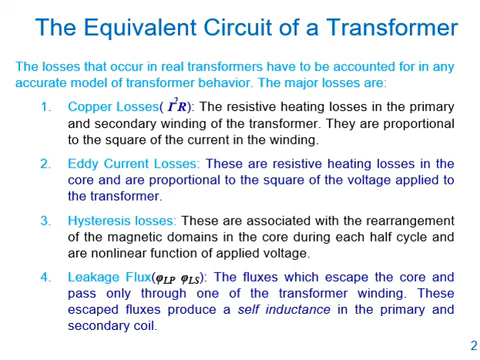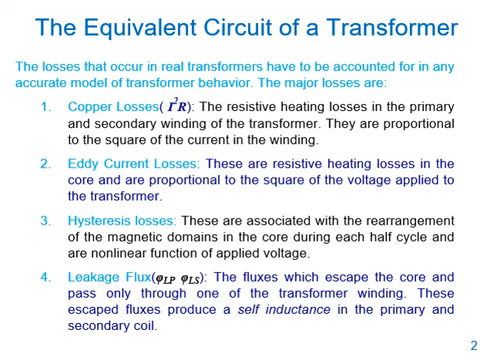Now we come to another loss, which is experienced in real transformers. That one is eddy current losses. These are the resistive heating losses in the core. Like in copper losses, they were the losses in the windings. These are the heating losses in the core, and are proportional to the square of the voltage.